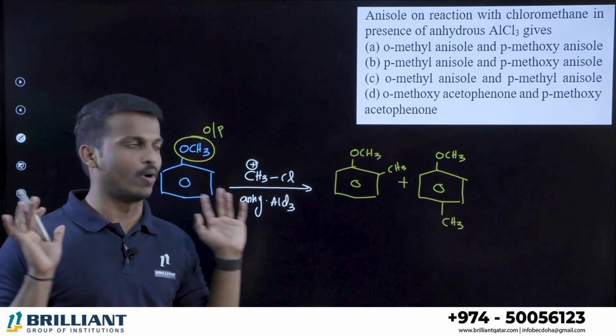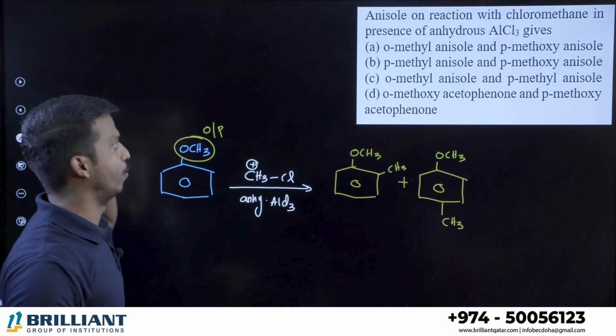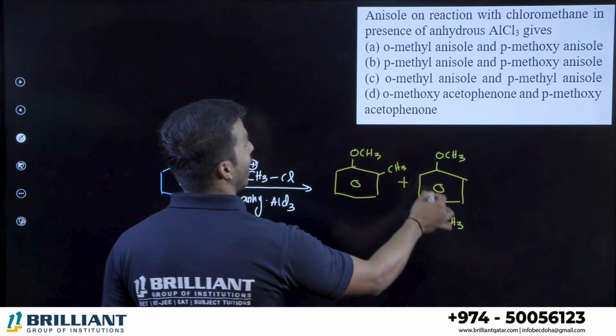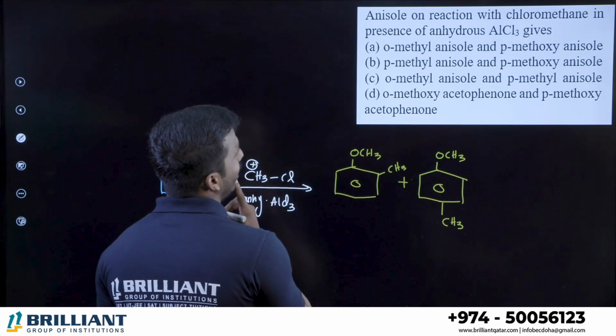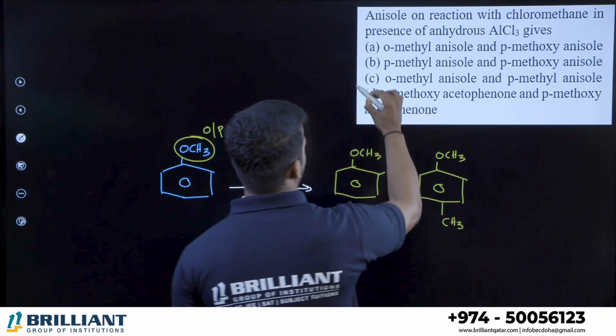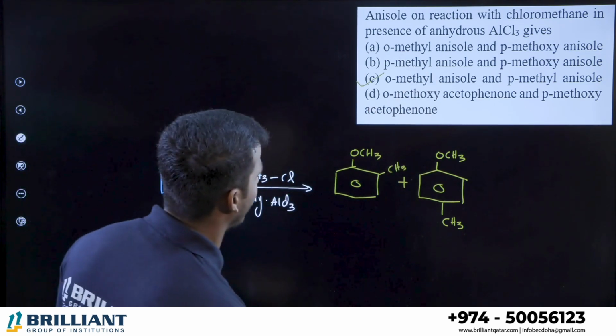That's the thing with this one. Anisole is an ortho-para directing group. So what is the answer? Ortho-methyl anisole and para-methyl anisole. Okay, careful. Ortho-methyl anisole and para-methyl anisole. Option C is the correct answer, right?